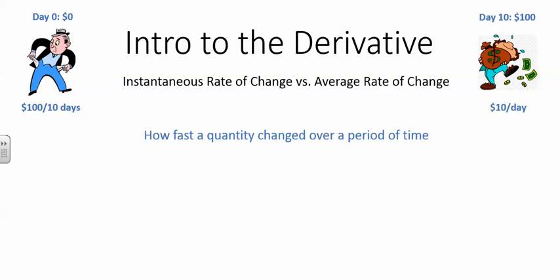Did I actually put in $10 each day, or did I put the money in all at once on a particular day? The average doesn't tell us that. It simply says that, on average, the balance increased by $10 a day.